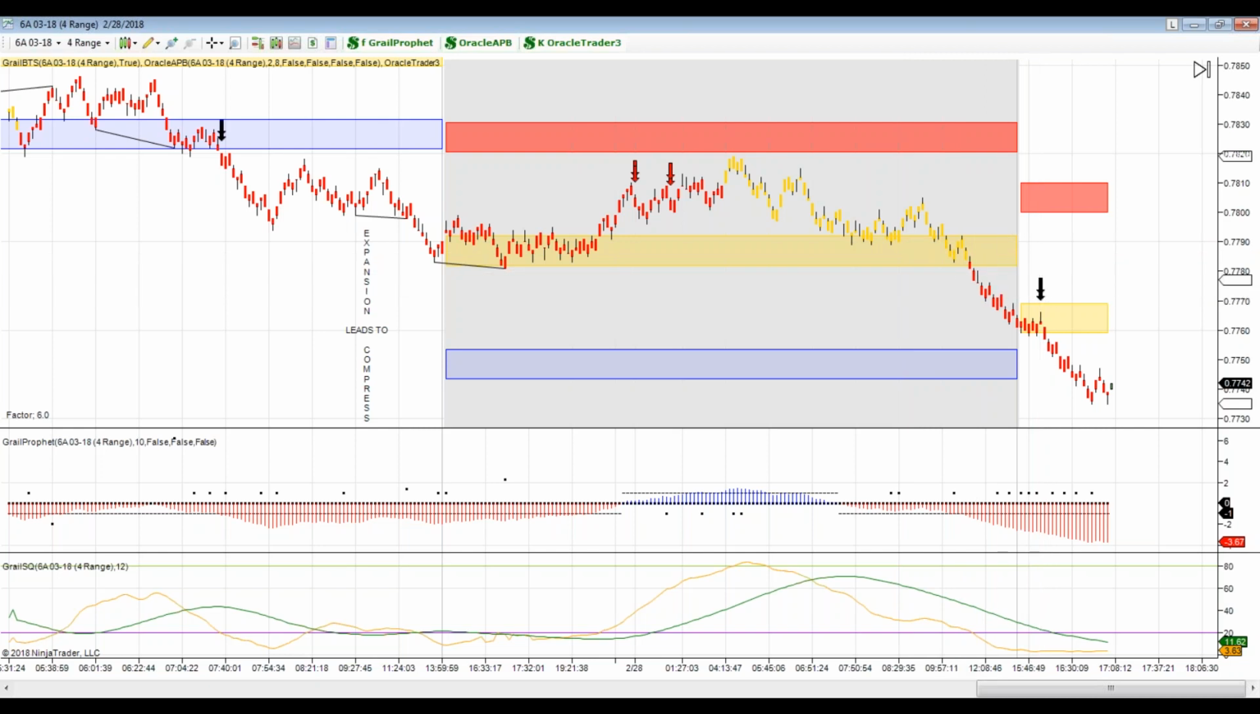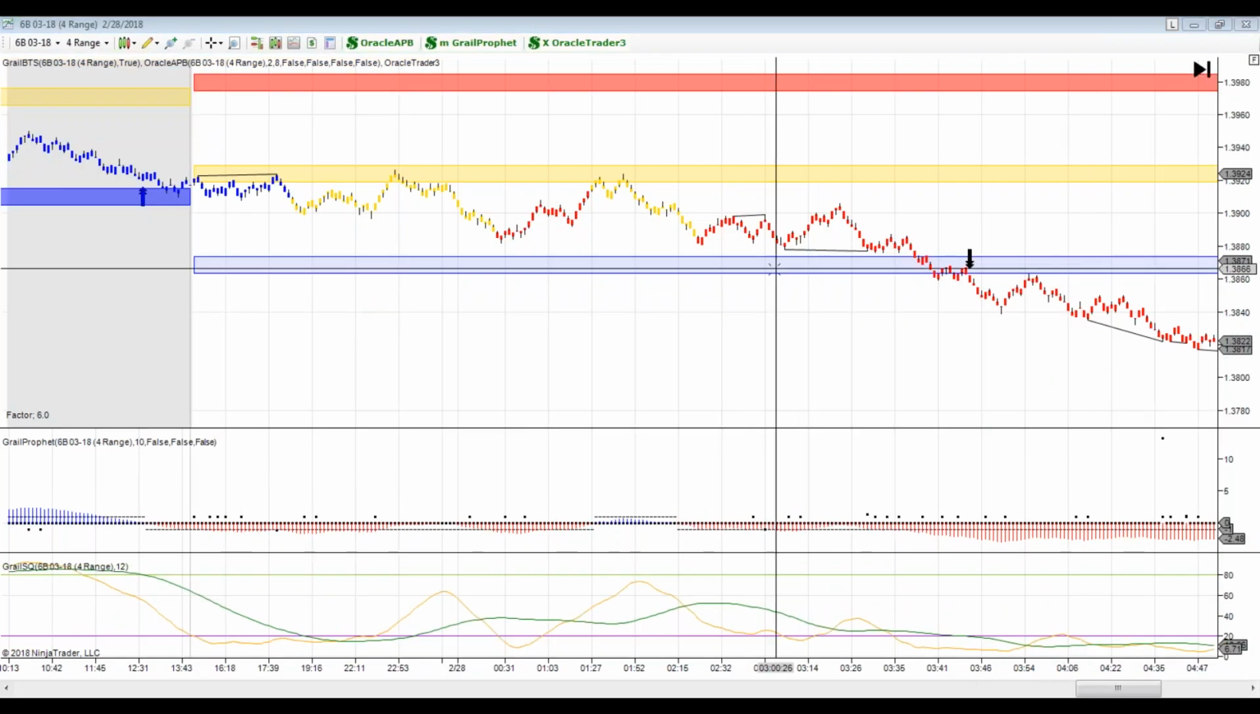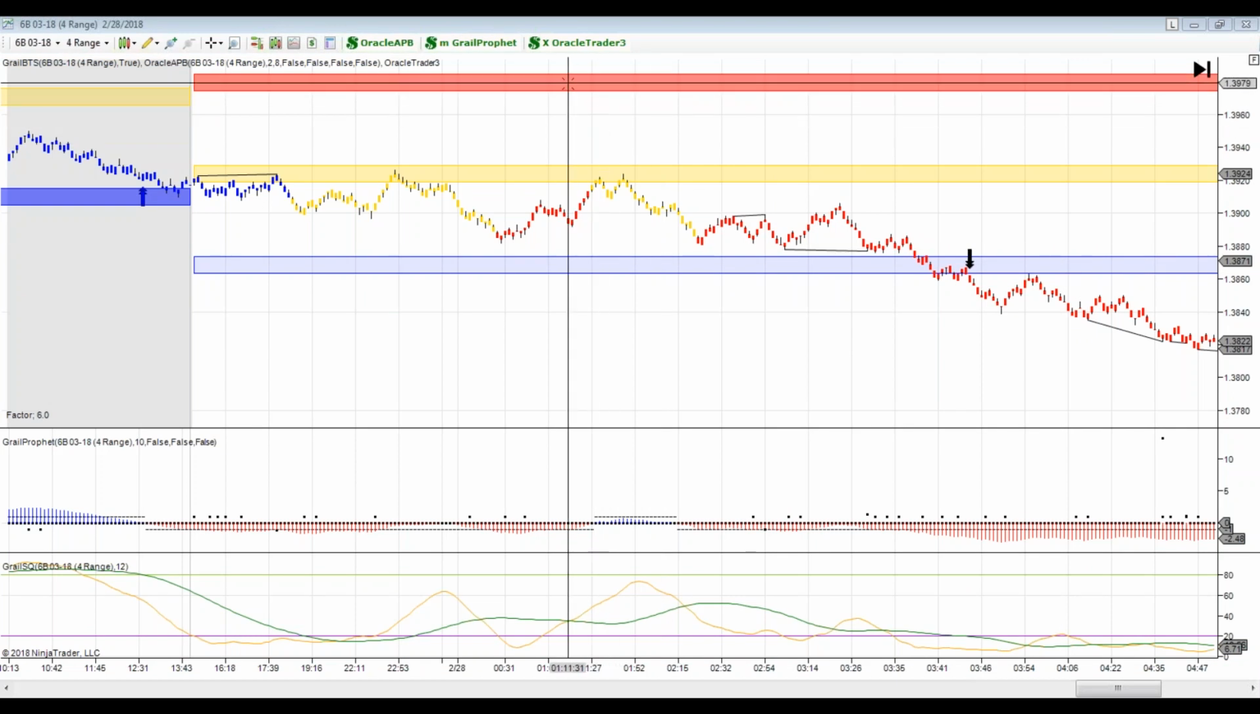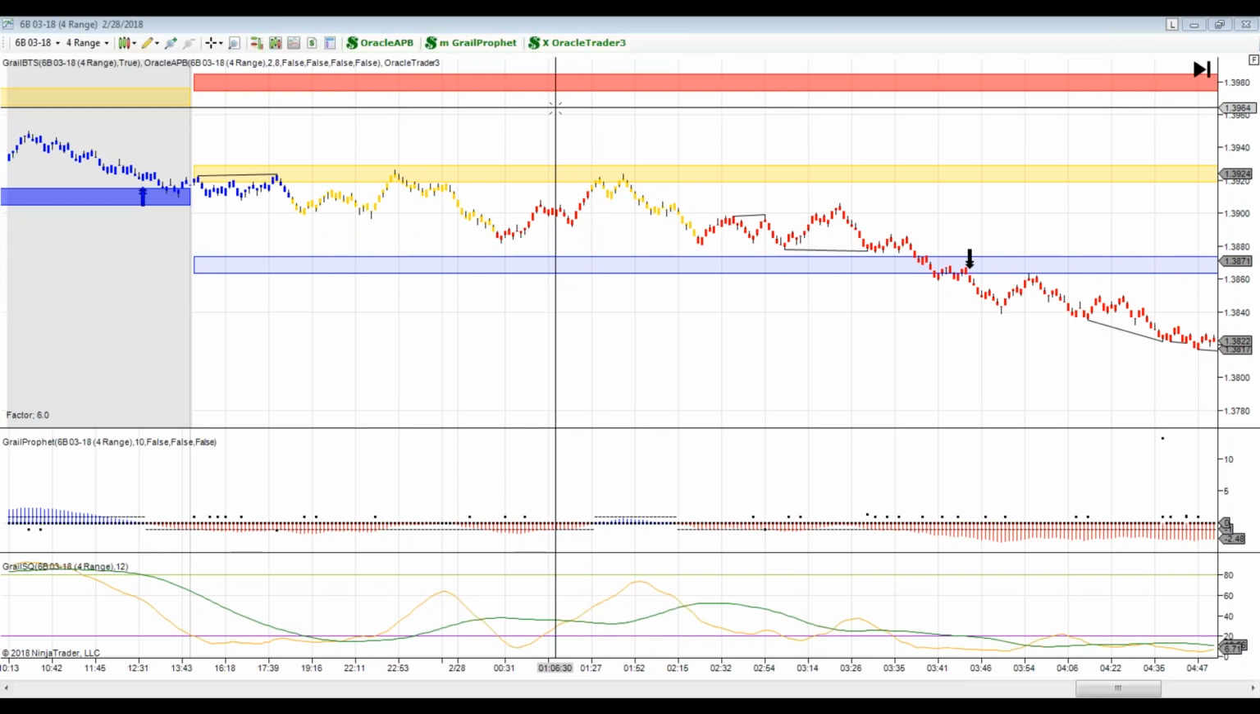All right, so that's the Aussie. Let's move on, take a look at the pound next. All right, this is the British pound. Again, British pound on Wednesday the 28th.